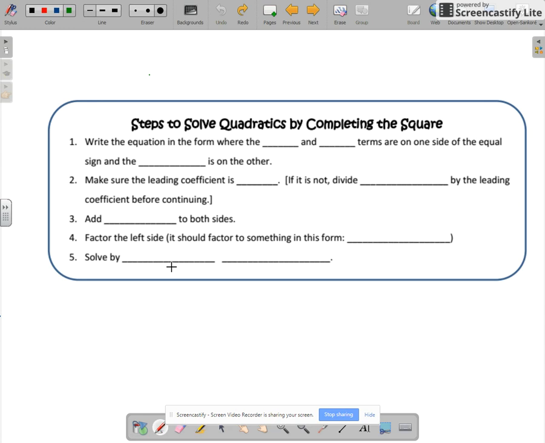So in order to solve quadratics by completing the square, we write the equation in the form where the x squared term and the x term are on the same side of the equal sign, and the constant is on the other. For example, if we had x squared plus 3x plus 6 is equal to 0, we would want to move 6 to the other side so that we had x squared plus 3x is equal to negative 6.